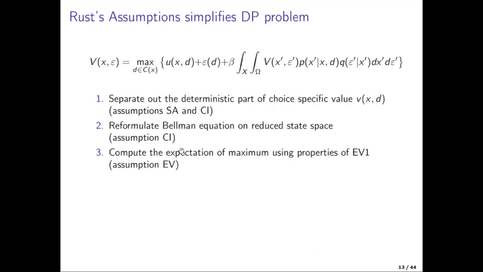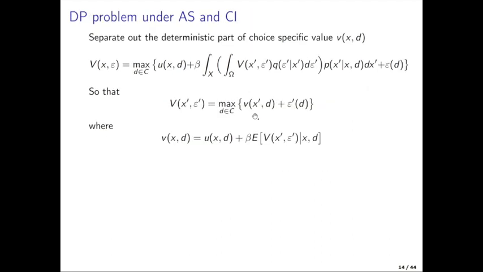Okay, you can also reformulate the Bellman equation on a reduced state space. For example, in terms of the expected value functions instead of the value functions, or in terms of the integrated value functions instead of just the value functions. I have 2 slides with that, so don't freak out if you don't know what I'm talking about. And then you can get the expectation of the maximum and choice probabilities in closed form if you use the extreme value distribution. So this means you don't have to calculate this integral here.